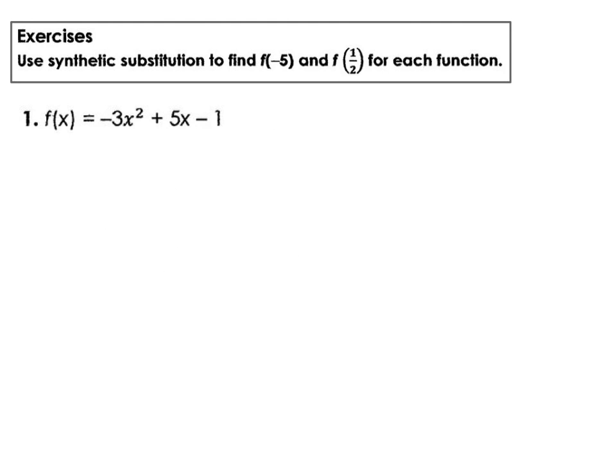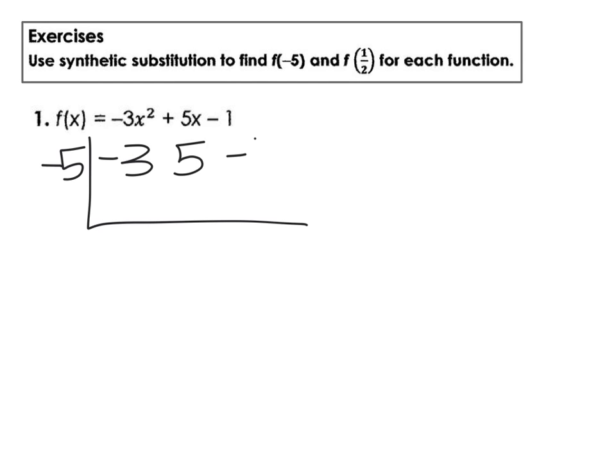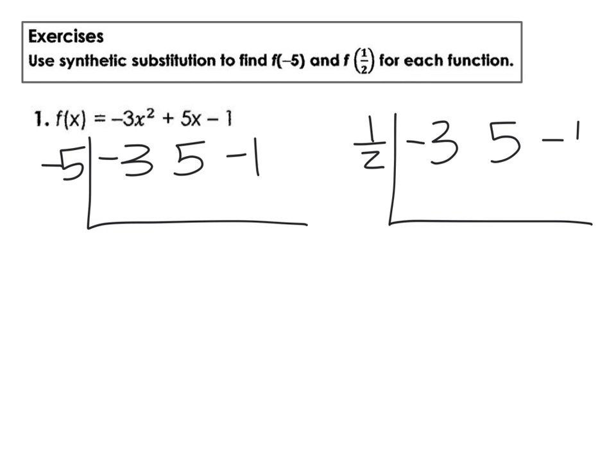So here's our exercise where we want to use synthetic substitution to find f of negative 5 and f of 1/2 for each function. So start by setting up your synthetic substitution. First we want to find f of negative 5. Set up your synthetic substitution. We've got negative 3, 5, and negative 1. We can also set up the other one as well. So we've got 1/2 on this side. Same coefficients go inside our box.